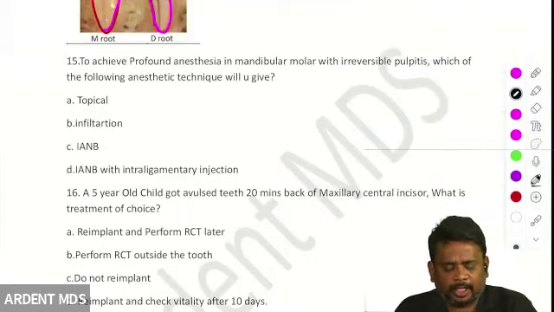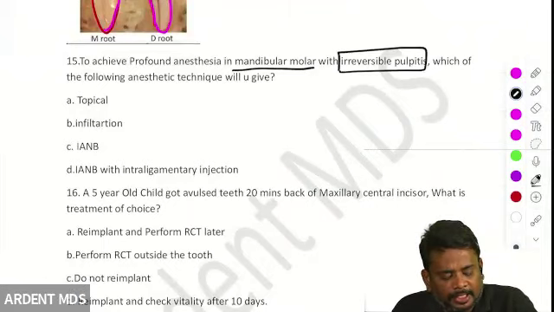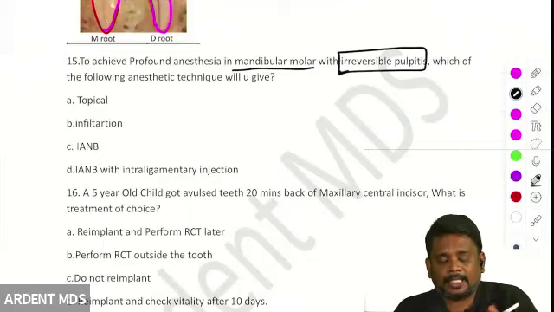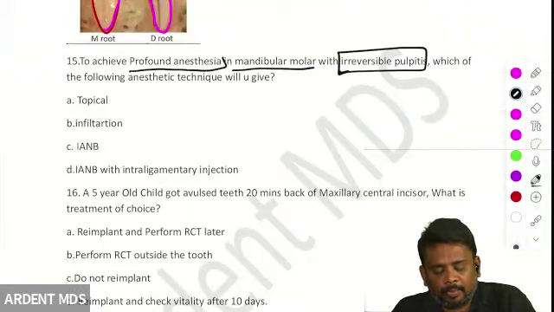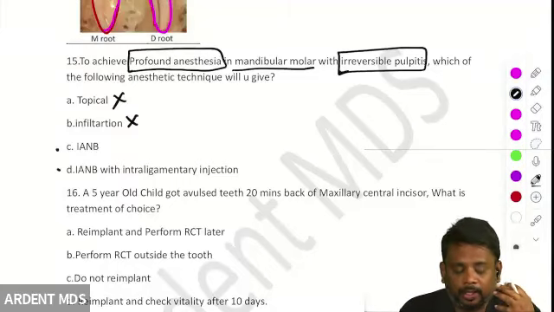This question is asking about a mandibular molar which got an irreversible pulpitis. Which of the following anesthetic techniques is used to give profound anesthesia? This is actually one important key point here. Whether I can go for topical, obviously no, not at all. Infiltration doesn't work for a mandibular molar. I can go for either C or D. So C is an inferior alveolar nerve block. D says inferior alveolar nerve block with the intraligamentary injection.